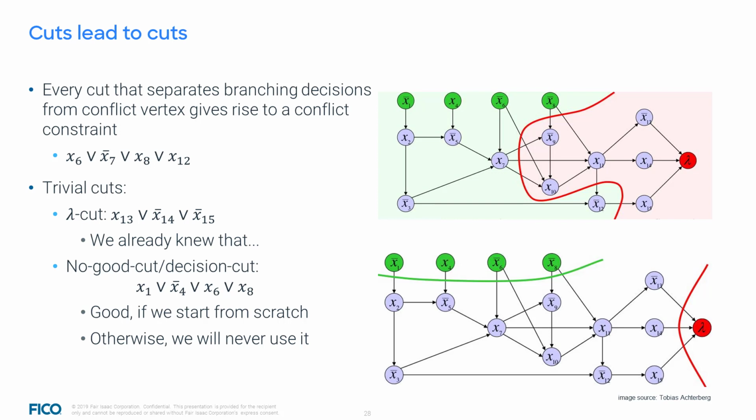There are two trivial cuts that can be derived from every conflict graph. The first one is called the lambda cut, the red cut in the lower picture, directly at the artificial node. This gives a constraint that is already in the problem, hence it is not useful. The other one is what's called the no-good cut, the green one at the branching decisions. This is not useful either because this combination of branching decisions has already been explored at the current node. Thus, the helpful cuts that we look for are of the type of our first example, that have inner vertices on both sides of the cut.